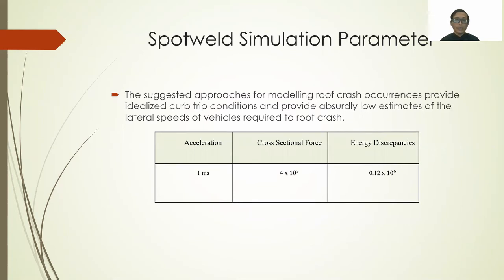Spot weld simulation parameter. The suggested approach for modeling roof crash occurrence provides an analysis of trade conditions and provides an absolute low estimate of the lateral speed of the vehicle required for roof crash. The first one, acceleration: the target is 1 millisecond. Cross-sectional force is 4 times 10 to the power of 3. Lastly, energy discrepancy is 0.12 times 10 to the power of 6.